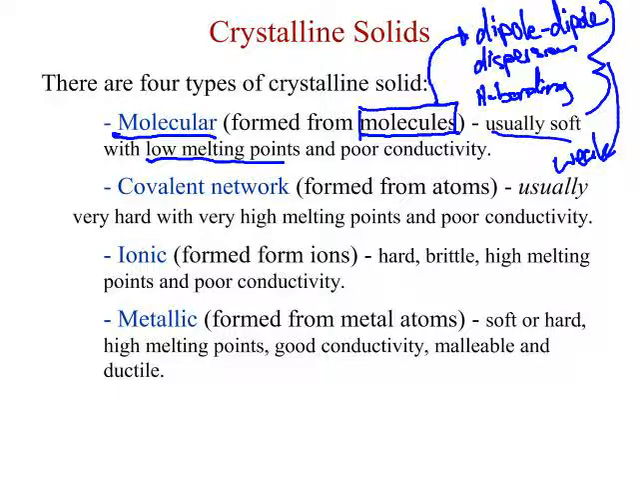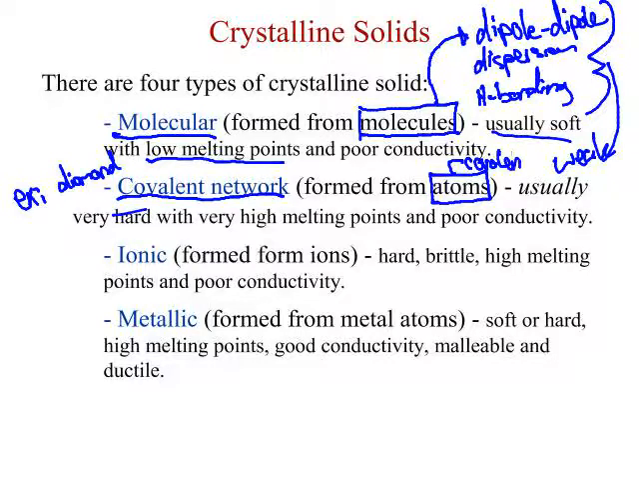The next class would be covalent network solids. The individual particles in a covalent network solid are atoms. A good example of a network solid is diamond. Diamond is just straight up carbon. The individual particles in the crystal lattice are carbon atoms, and what holds these carbon atoms together and attracts them to each other are covalent bonds. That's why it's called a network solid. The particles in the solid are held together by covalent bonds.